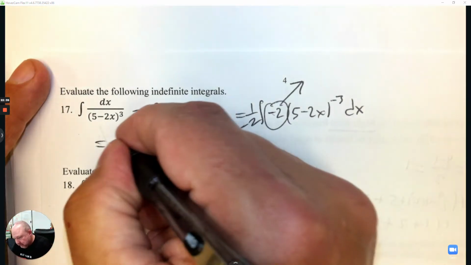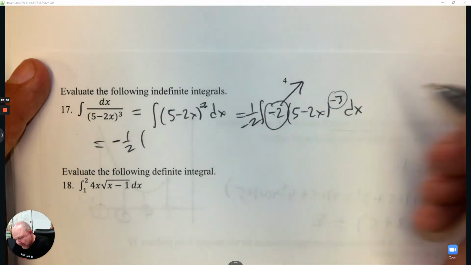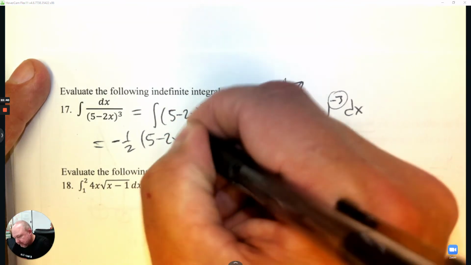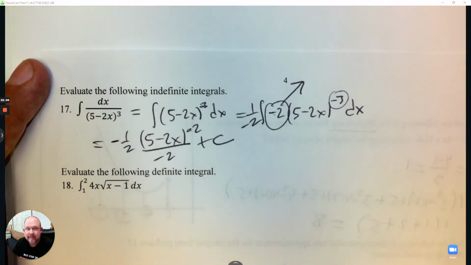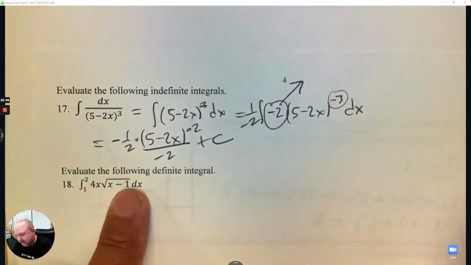And our answer starts with negative 1/2. And then you add 1 to the exponent. That's negative 2, and divide by that exponent, plus c. And you can leave the answer just like that.